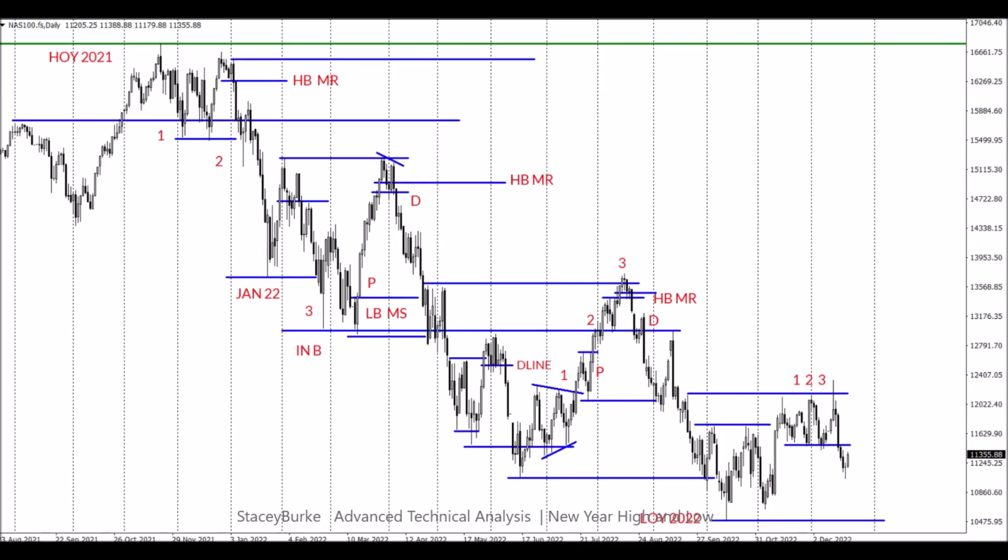Indexes, we can look at oil and gold. I'll just run through these, and then you can run through your charts and take a look at these and do your back testing on them.